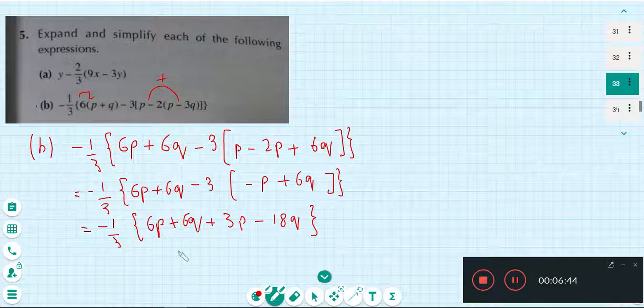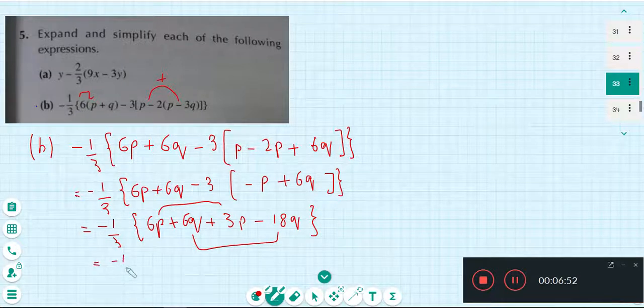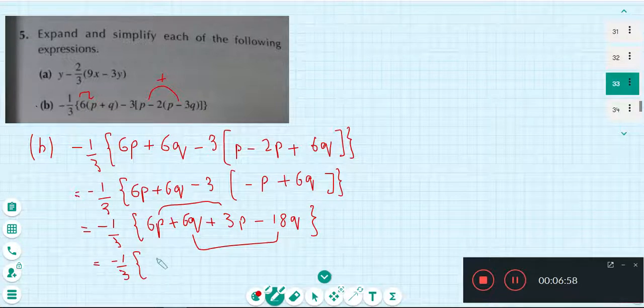So 6p and 3p are like terms, similarly 6q and negative 18q are like terms, so they can be simplified. So 6p plus 3p gives you 9p because both have same signs. 6q minus 18q, opposite sign subtraction, so we are left with minus 12q.